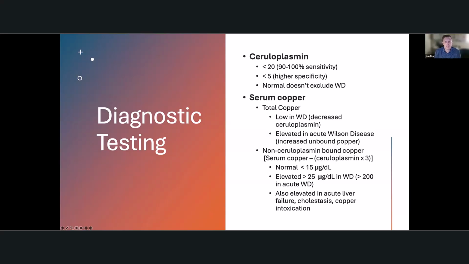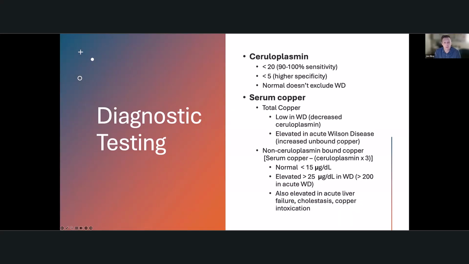The thing to know about is the non-ceruloplasmin bound copper. This is an equation you can do or a direct test. The equation is serum copper minus ceruloplasmin times 3. Normal is going to be less than 15. However, elevated, specifically above 25, is concerning for Wilson's disease, and over 200 in acute Wilson's disease.